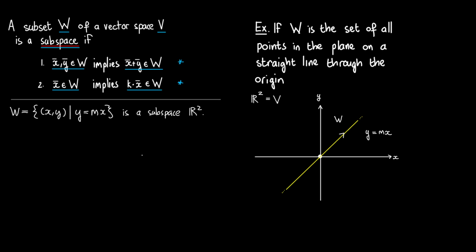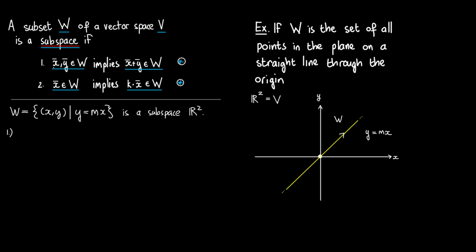What we claim is that this is a subspace of our vector space. And we need to show this. So how would we show this? Well, we need to show that W satisfies these two properties. So to show that it satisfies one, what do we need to show? We need to show that if we take any two vectors in W and we add them, we end up with a vector in W.